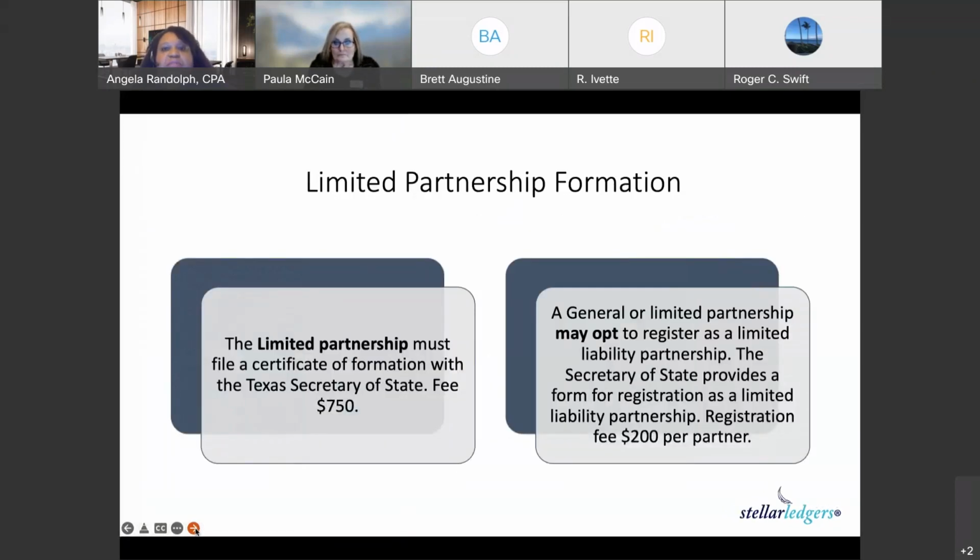So the limited partnership formation in the state of Texas, you can file a certificate of formation with the Secretary of State for $750. A general or limited partnership, you may opt to register as a limited liability partnership with the Secretary of State, and that requires a $200 fee per partner. Now, this is not mandatory. This is just if you want to have your partnership filed with the Secretary of State, you certainly can do so, and these are the fees to do that.